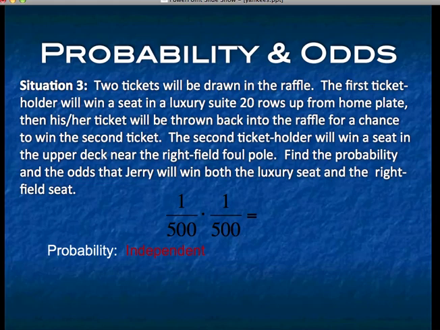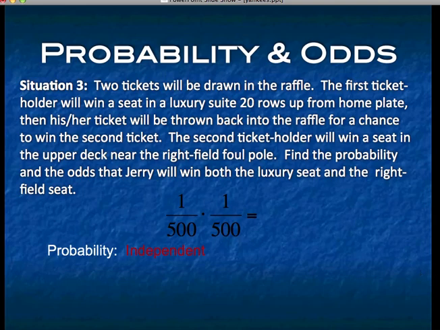Situation 3, we want to find the probability that this time Jerry will win both the luxury seat and the right field seat. In this case, the person who wins first will have their ticket thrown back in for a second chance at winning the other seat. This is considered independent probability because no matter what happens, whether Jerry wins or not, Jerry's ticket is still available for the second drawing.